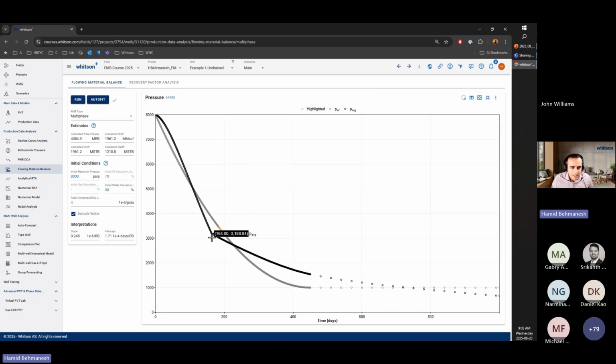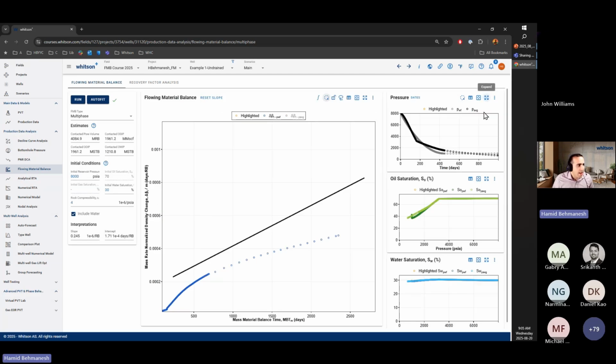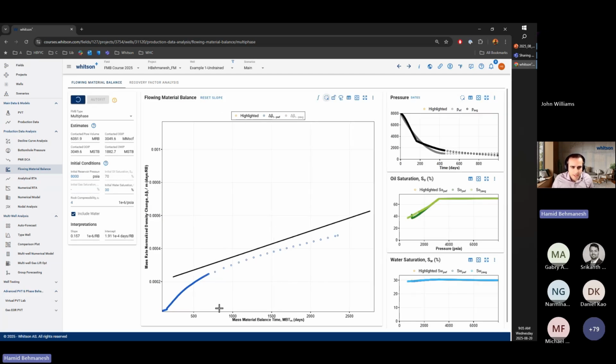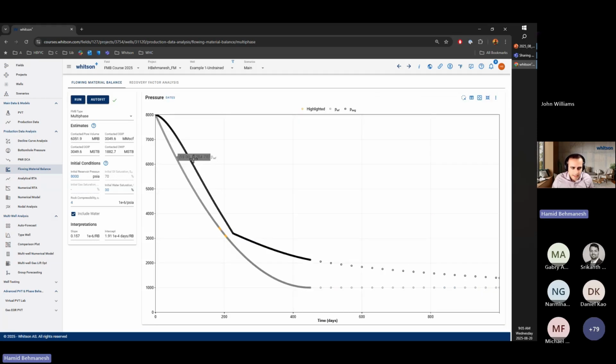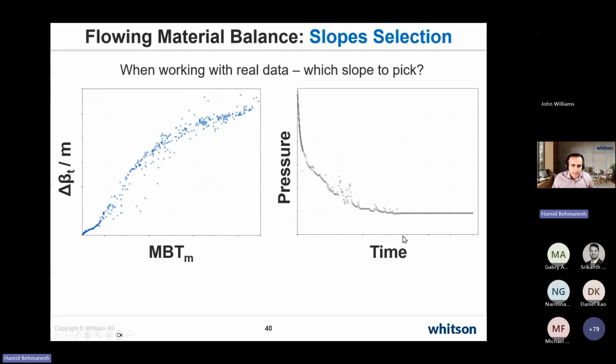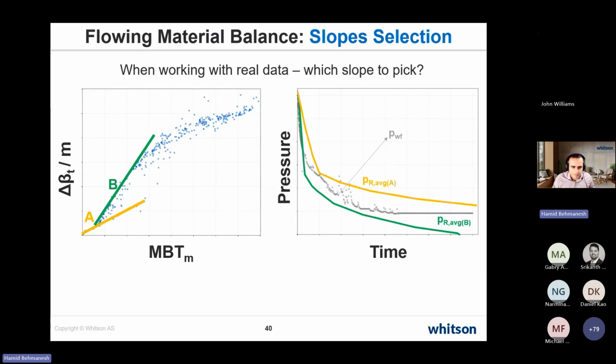And I know by no means can the average reservoir pressure drop below the bottom hole pressure. So if I make the slope a little bit steeper and run the calculation one more time, now this is a criteria check for me, basically to make the average reservoir pressure higher than the bottom hole pressure. This is illustrated here very nicely. If I select this slope, this is going to be my average reservoir pressure. If I check a steeper slope, this is going to be my average reservoir pressure, which is not acceptable here because it's below the bottom hole pressure.